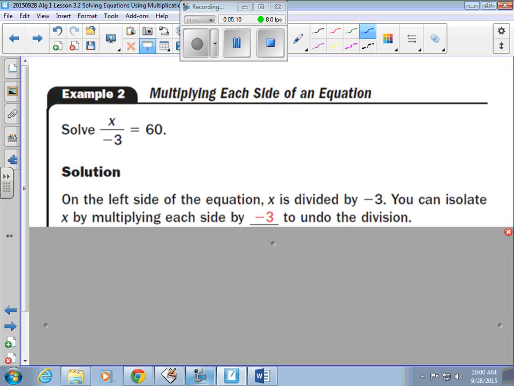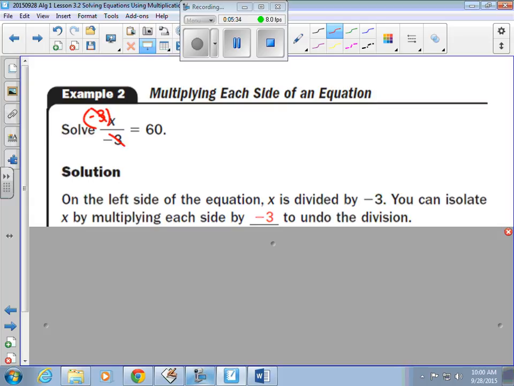Example number 2 is multiplying each side of an equation. So we just canceled out multiplication by dividing. Now we want to cancel out division by multiplying. It says x divided by negative 3. Cancel out division by multiplying by negative 3. This will cancel this out and leave you with just x.